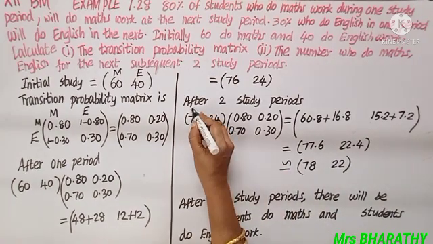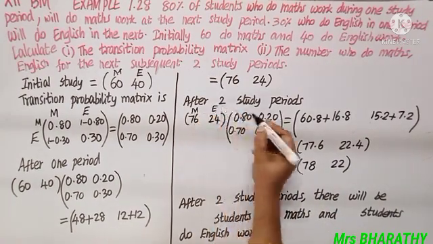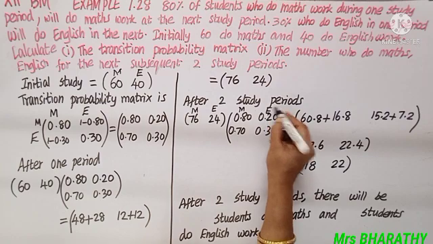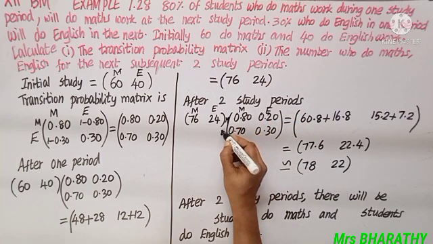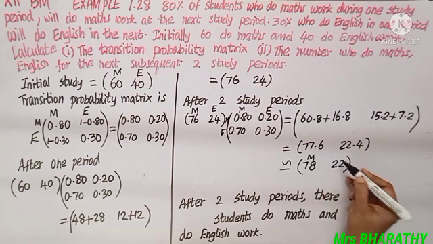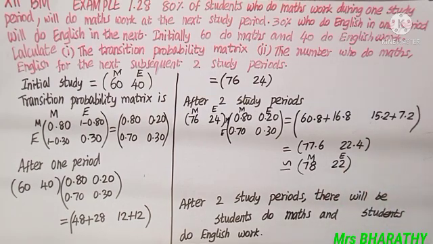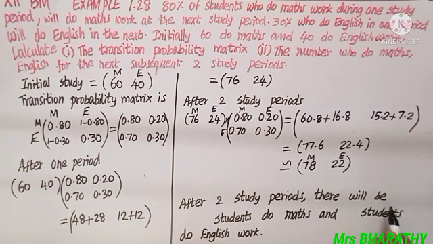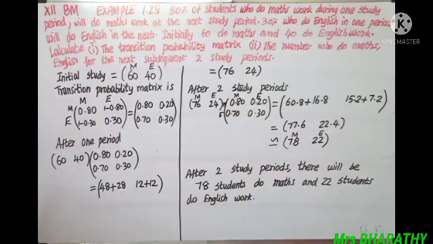Now let us take and write. This is Maths and this is English. So we had Maths, English that way. So my answer, this represents Maths and this represents English. So after 2 study periods, there will be 78 students who do Maths and 22 students who do English work.